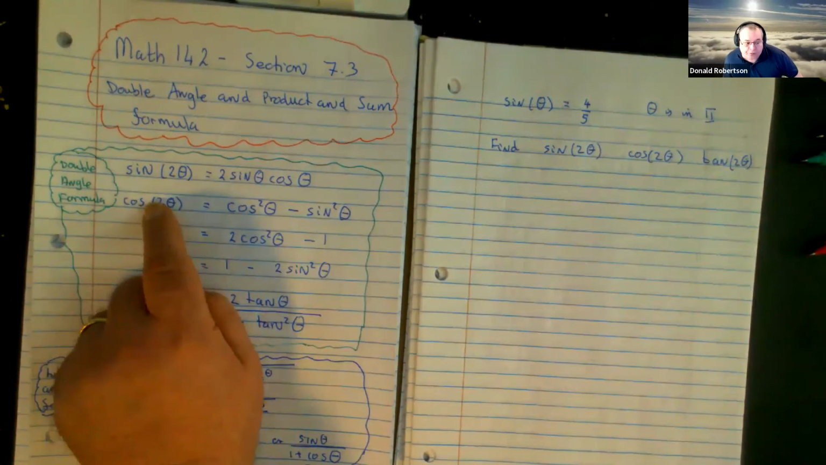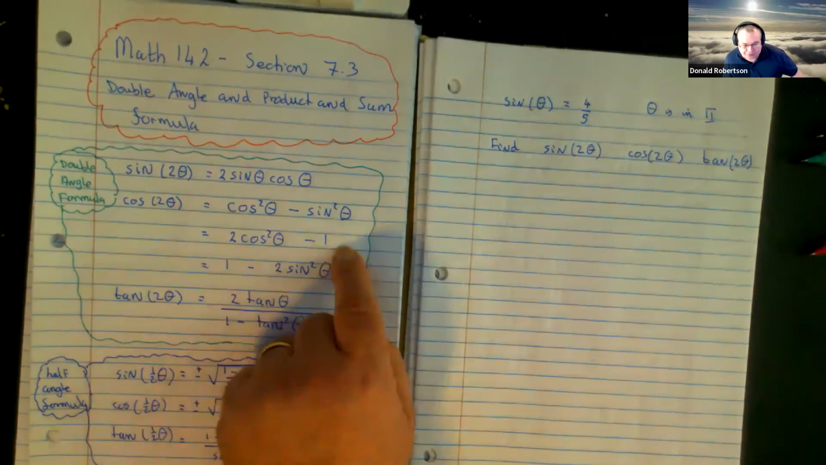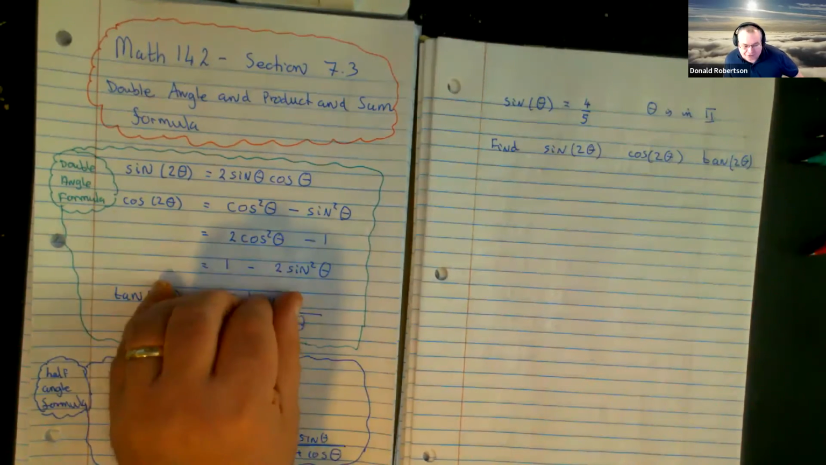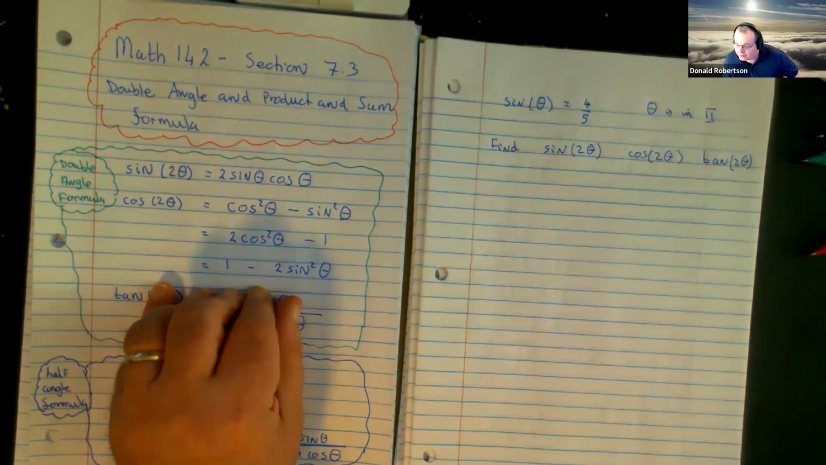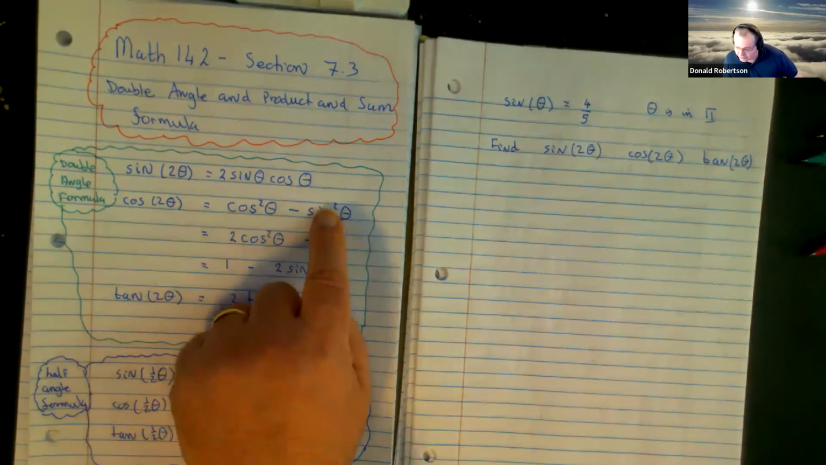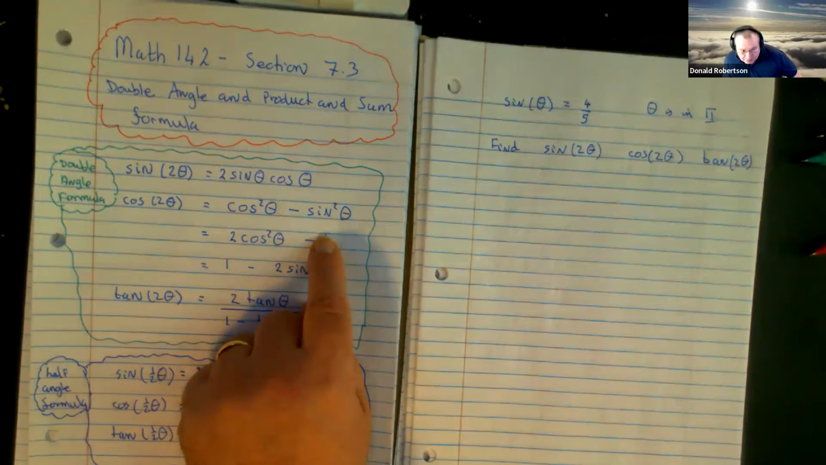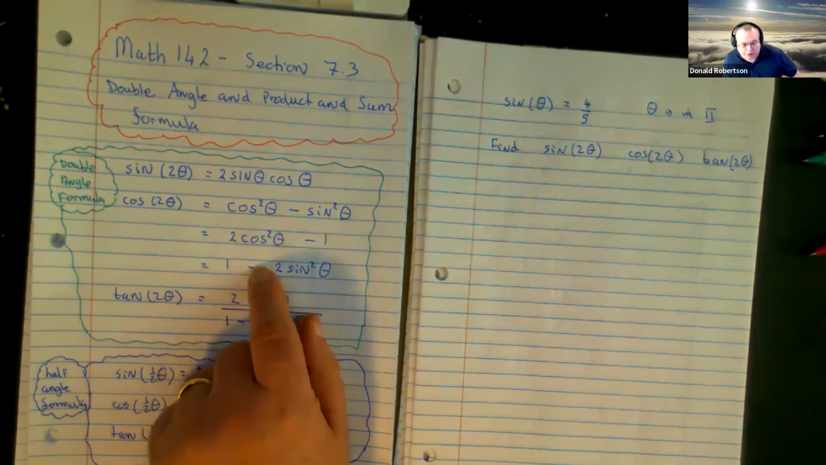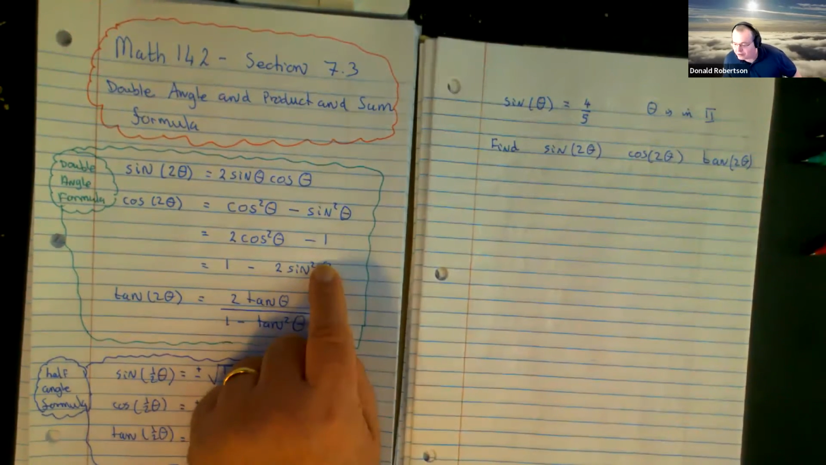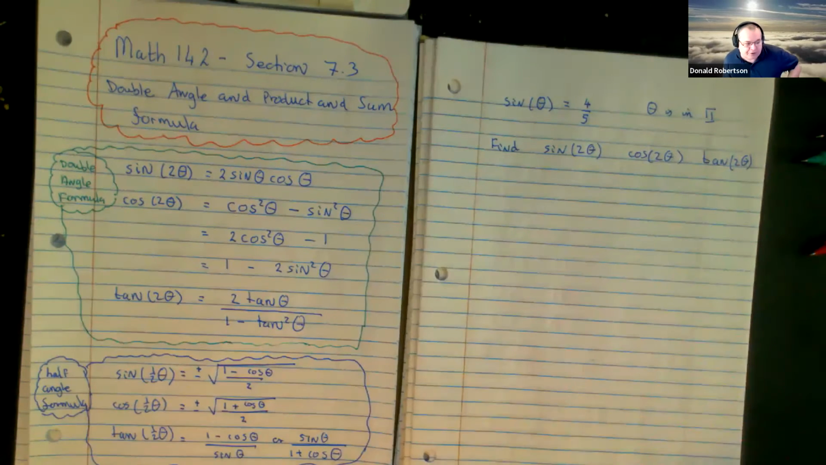The cosine of 2 theta actually has 3 formulas. Each one gets you the same answer, so it doesn't matter which one of the 3 that you use. Cos squared take away sine squared will get you the right answer. 2 cos squared take away 1 will get you the same right answer. And 1 take away 2 sine squared theta will also get you the same answer. So you might say, well, which version should I use? Whatever one you like, or whatever one you think has the least amount of work in it would probably be the one I would pick if I had a choice.